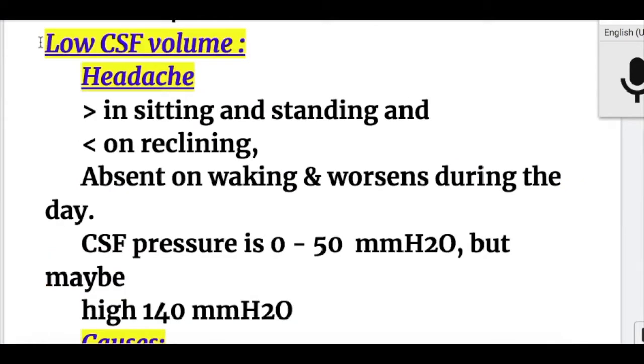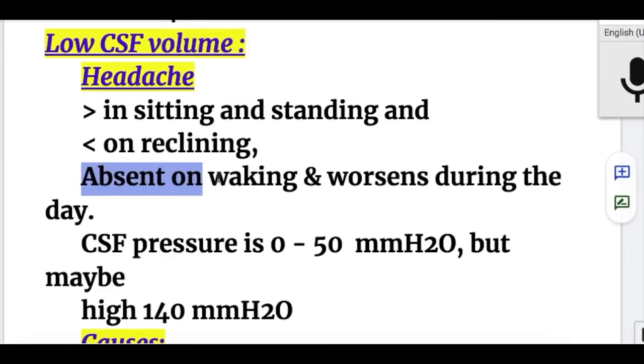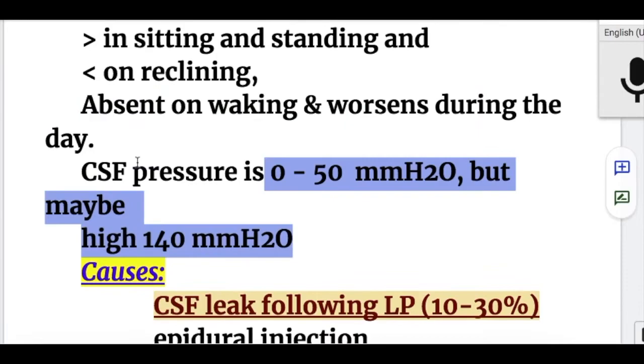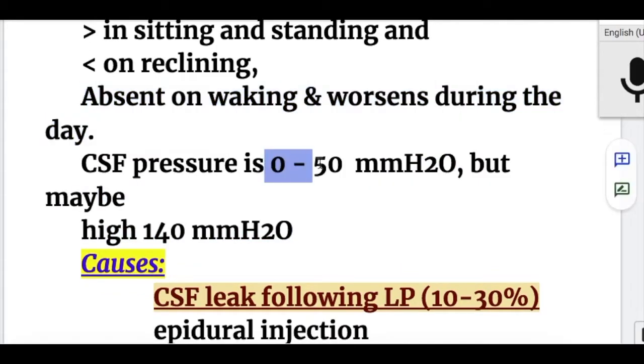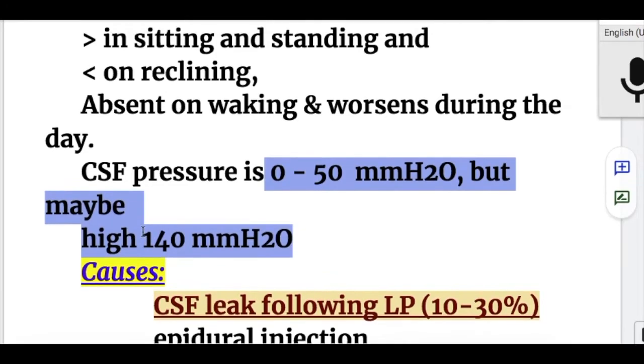Now, what are the features of low CSF volume? Number 1, headache. In low CSF volume, the headache is more in sitting and standing position and less on reclining, because when a person sits, fluid goes down, and this type of headache is absent on waking and worse during the day. In low CSF volume, pressure may be 0 to 50, but it may be higher, up to 140 millimeters of mercury. So what are the causes of low CSF volume?